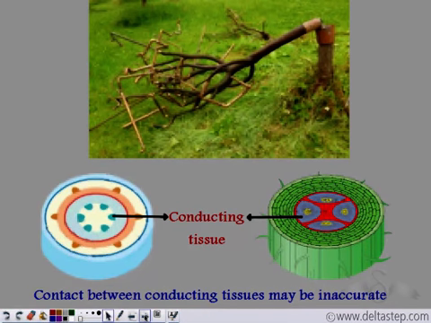Otherwise, the plant will die after grafting. Now, this is because water from the stalk will not reach the scion, and that will lead to the death of the plant.